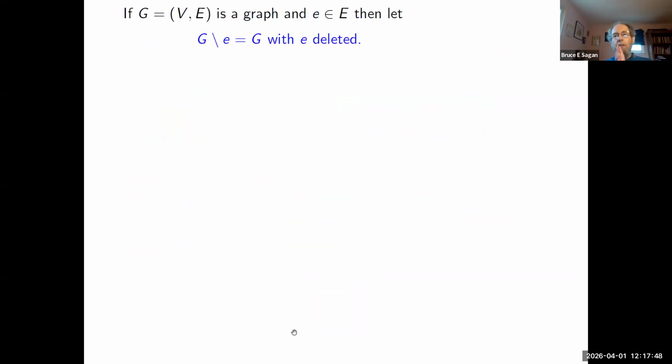So here is one of the most useful tools for proving things about the chromatic polynomial. It's called the deletion contraction law, so I have to tell you what deletion and contraction are. G with this, I always get them confused, this is a /E, not a backslash, is G with E deleted. You just remove E from the graph.